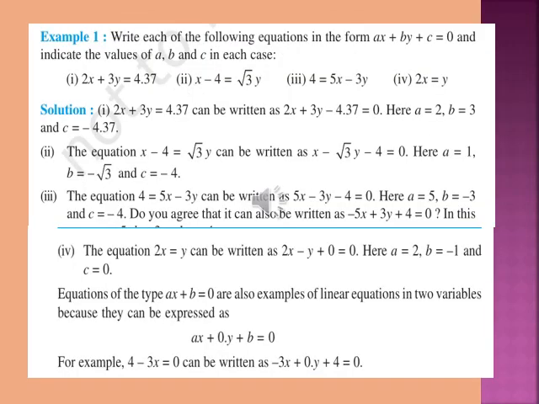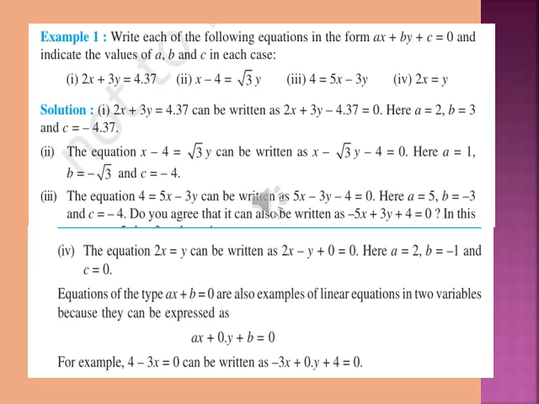Let's solve some more problems based on the standard form of the equation, and we will also indicate the values of a, b and c. See here, first question, 2x plus 3y is equal to 4.37. Now this is not in the standard form, so we will shift 4.37 to the left. Now it becomes 2x plus 3y minus 4.37 equals 0.